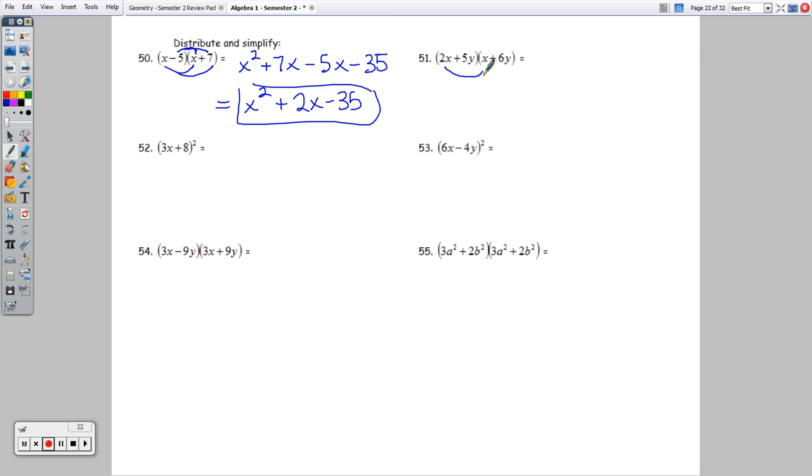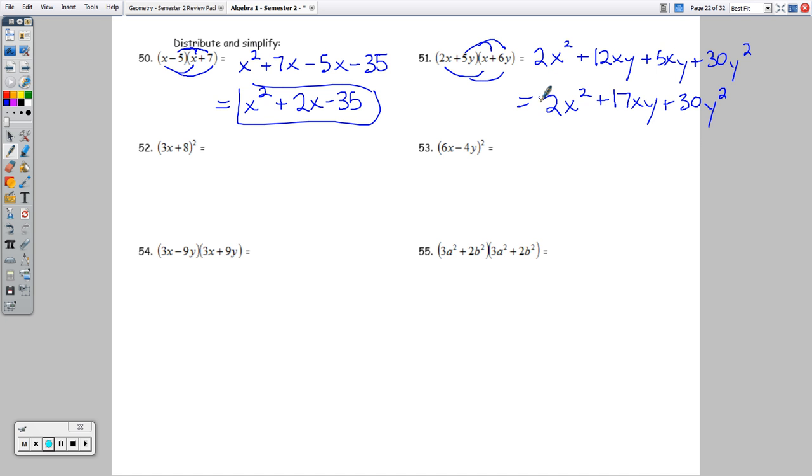For this one, distribute the 2x to both pieces and the 5y to both pieces. You'd have 2x squared plus 12xy, and then here you'd have 5xy and 30y squared. Combining like terms, you can put these two together. You'd have 2x squared plus 17xy plus 30y squared.